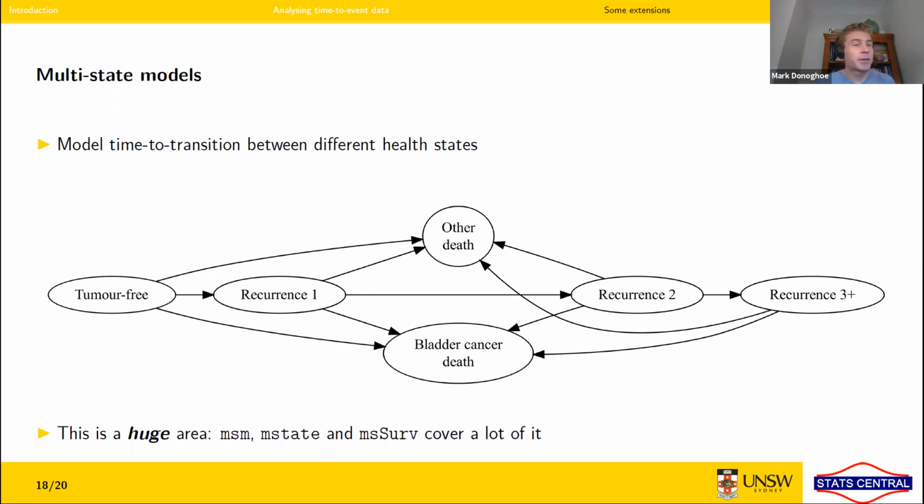Given someone's current state, we usually model the probability of going into the other possible states and the time it takes to do so. Often there's a Markovian assumption, which is where we assume that those probabilities depend only on the current state that you're in and not your history. But again, there are extensions, so there's things like semi-Markov models that allow us to relax that assumption.